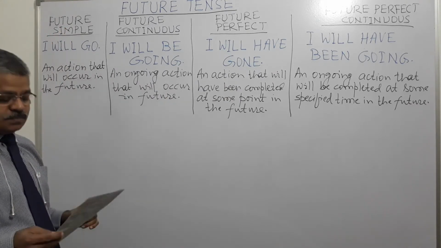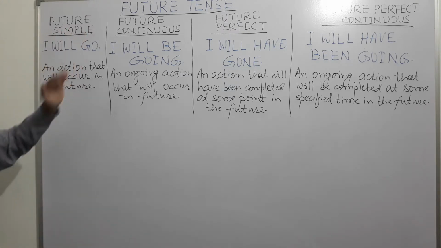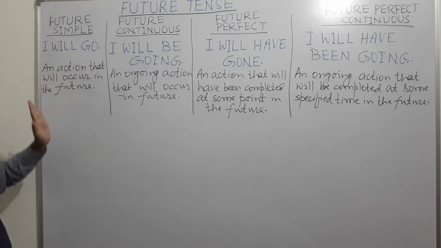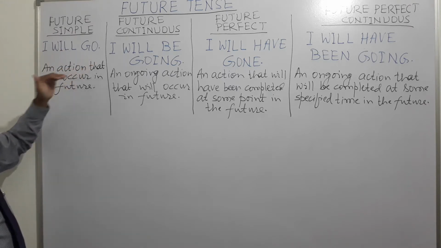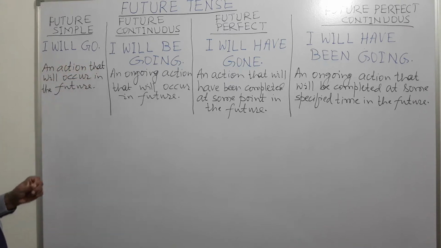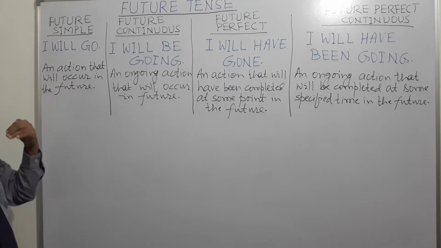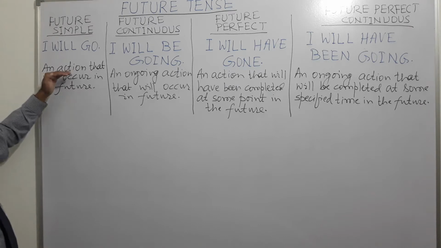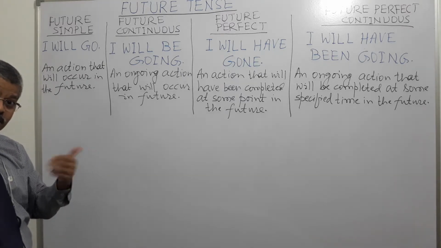So first we go to future simple. The future simple category of future tense is used for an action that will occur in the future. And what is the action? I will go, I will do, I will study, I will run, I will dance, I will laugh. The action of going, laughing, running, studying, dancing, an action that will occur in the future.